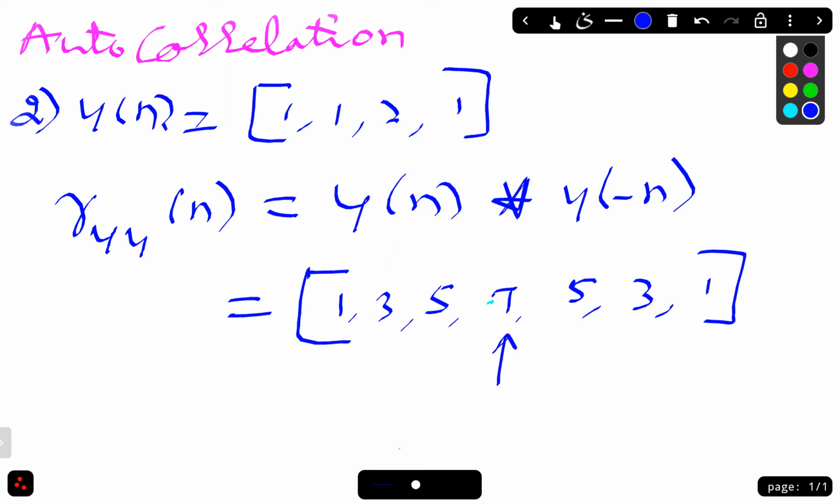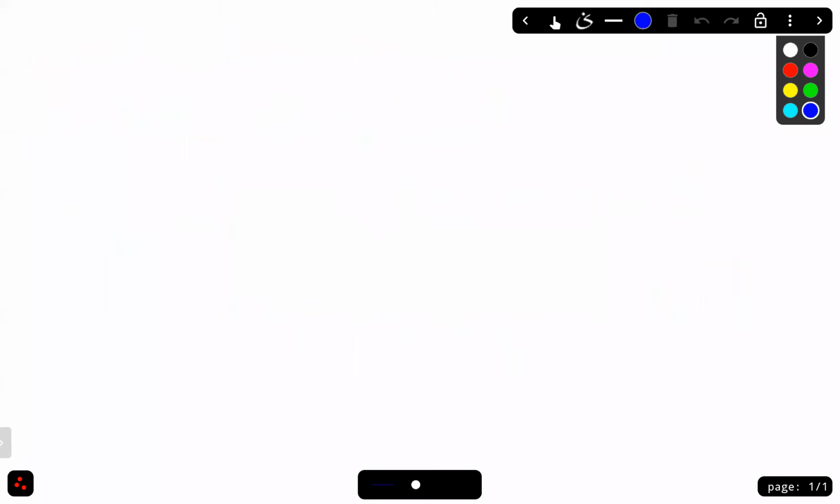Okay. Let us take the next question. Just note down the next question. Find cross correlation of two finite length sequences.